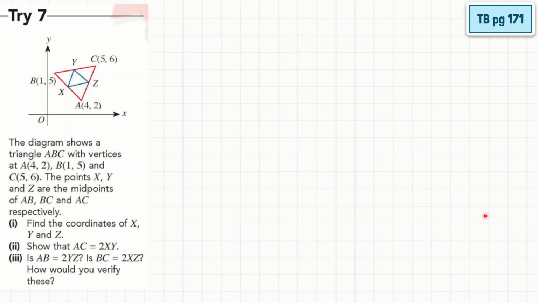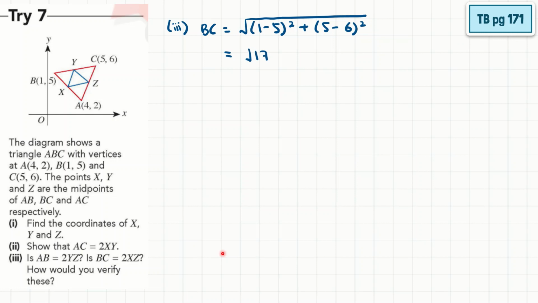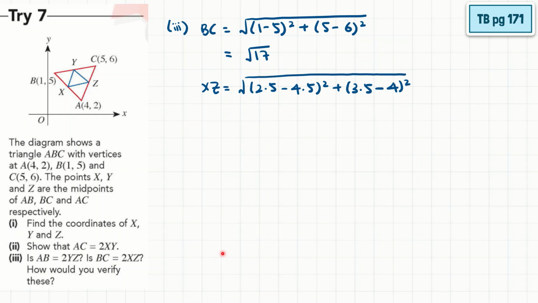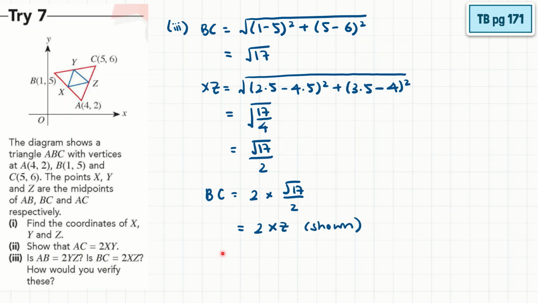Then the same applies to the next question, which is BC is equals to 2 XZ. So same thing, finding out the length of the line segment BC, which is going to be equals to square root 17, and then finding out the length of the line segment XZ, which is going to be equals to square root 17 over 4, for which we can simplify this to give us square root 17 over 2, and hence we see that BC is 2 times of XZ, and that will be how we go about showing the second question to part 3.